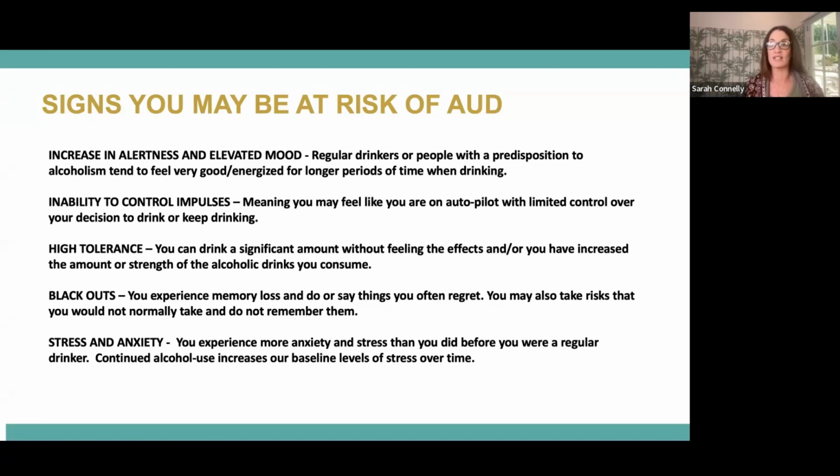Blackouts, so this is when we experience memory loss, but we're still essentially awake and doing things and saying things that we regret. And sometimes even taking risks like driving, doing things that you wouldn't normally do if you were thinking clearly, and then not remembering them. And obviously stress and anxiety. You experience more anxiety and stress than you did before you were a regular drinker. Continued alcohol use does actually increase our baseline levels of stress over time.